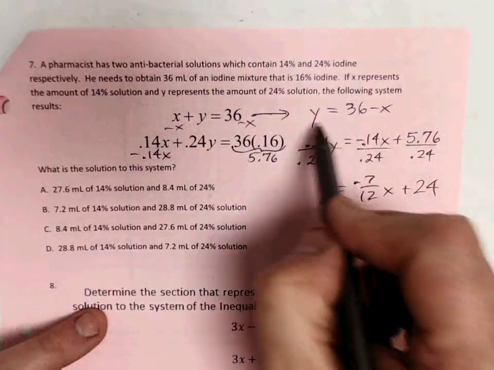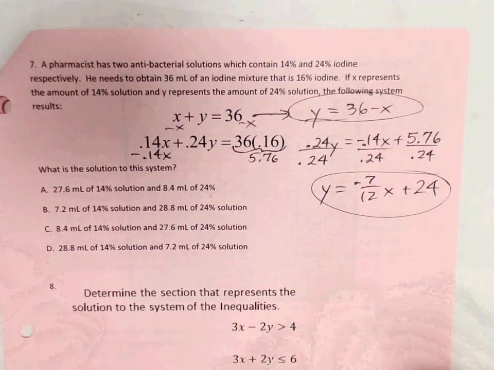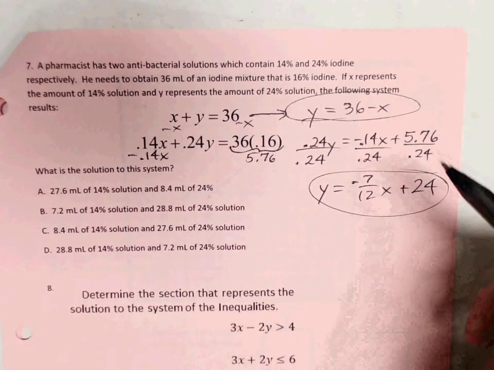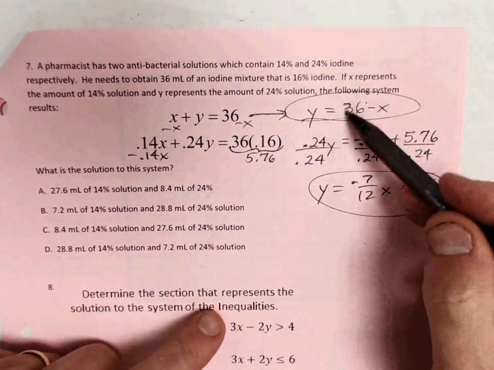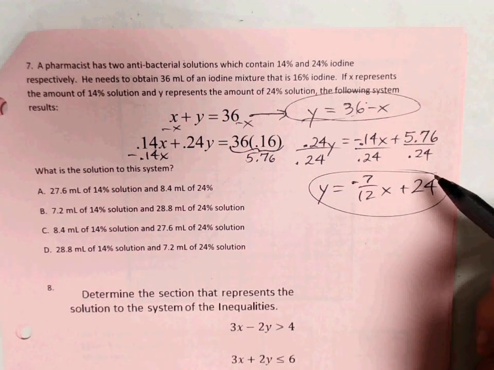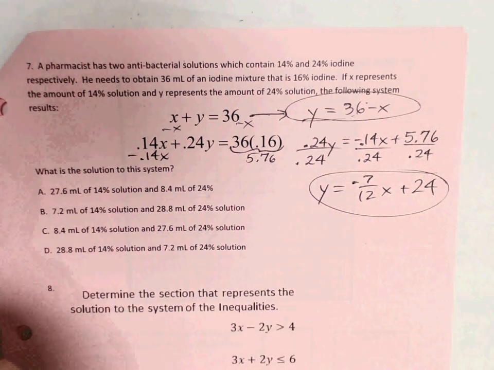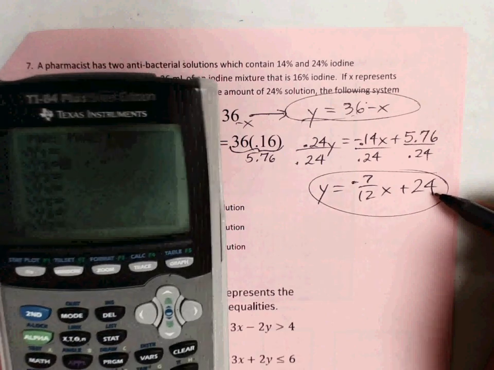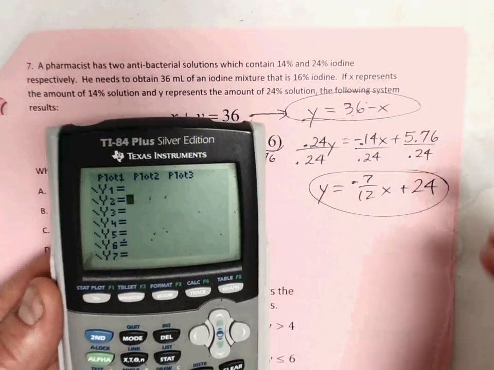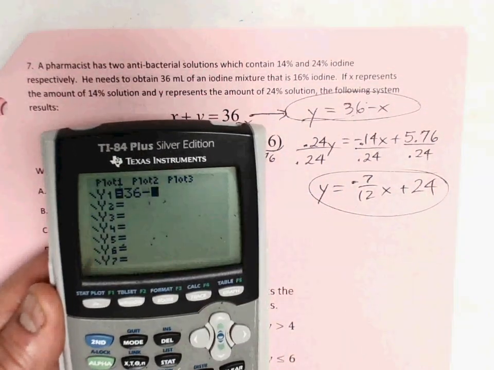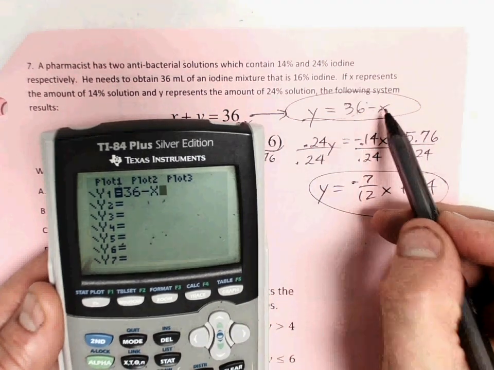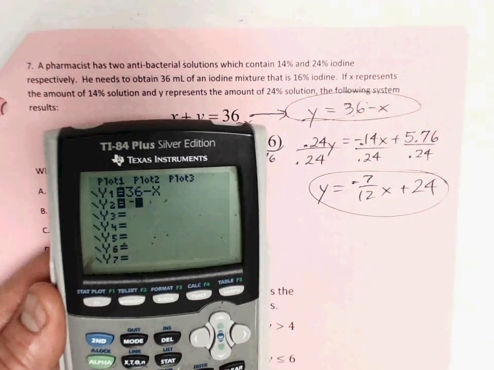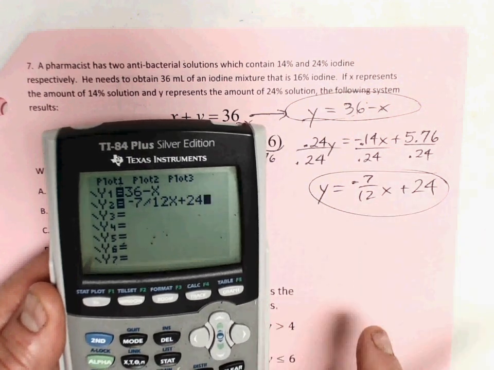So on both of these, I've solved for y, because that's the first step. We're going to solve for y. Now I notice over here that I've got a y-intercept of 36 and 24. So when I go to graph these things, I got to change my window because it's not going to work. A standard window just goes to 10. I need to go to 24. So up here, 36 minus x, and again if you wrote negative x plus 36, that's the same thing. Negative 7/12 x plus 24.